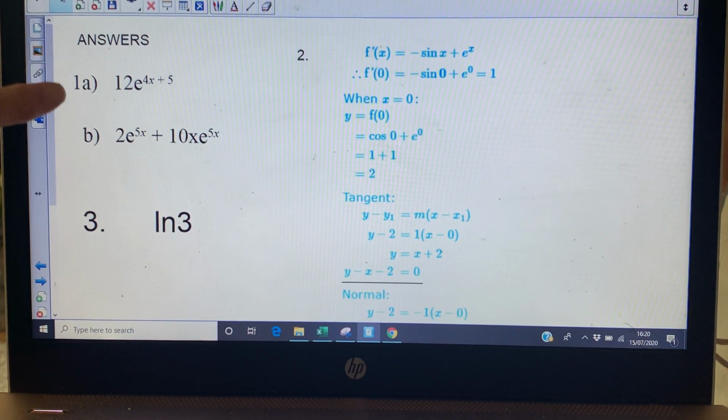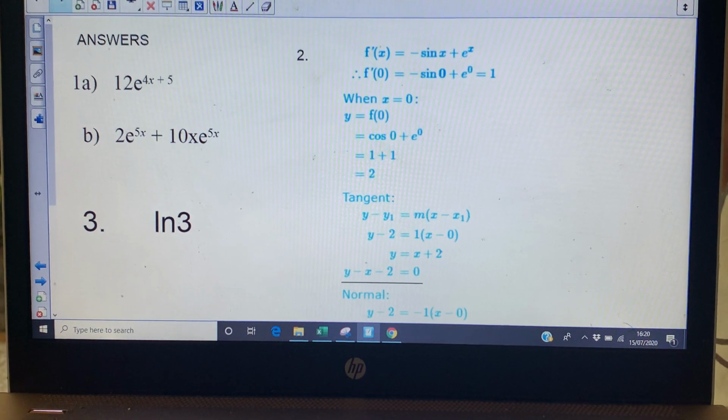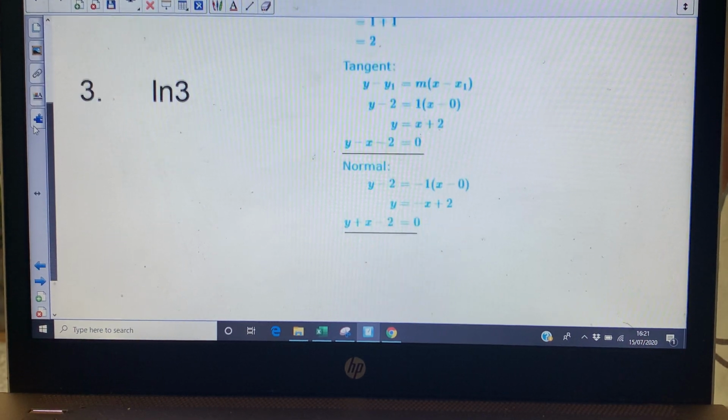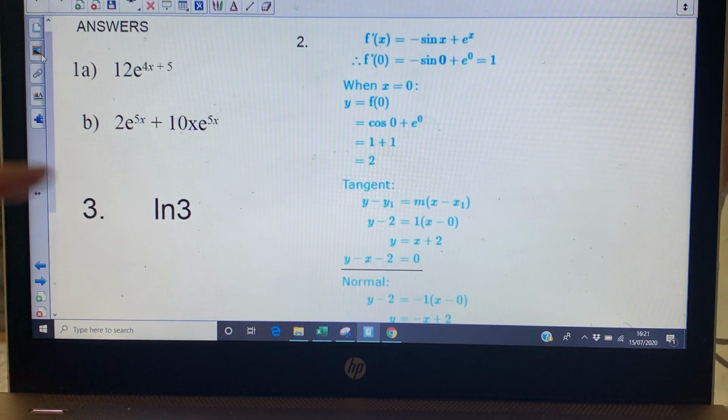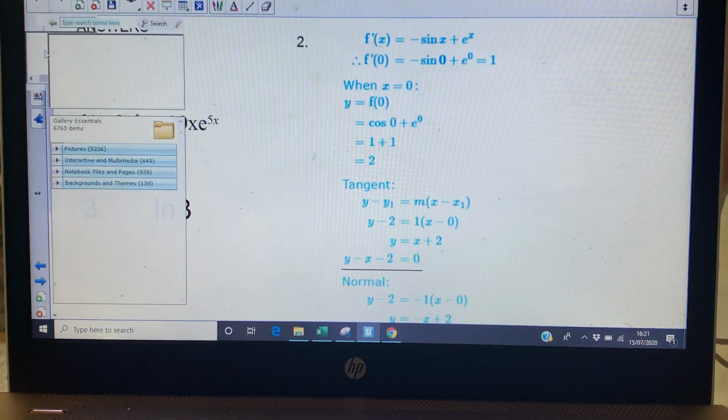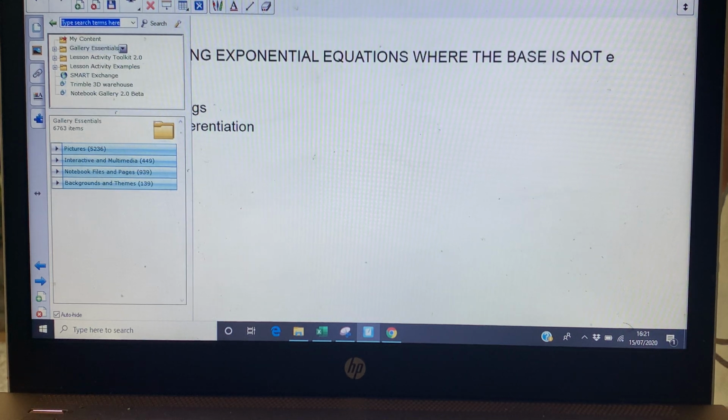Here are your answers. So the answer to number 1. Number 2 is quite a long answer for the tangent and the normal. And then question 3.